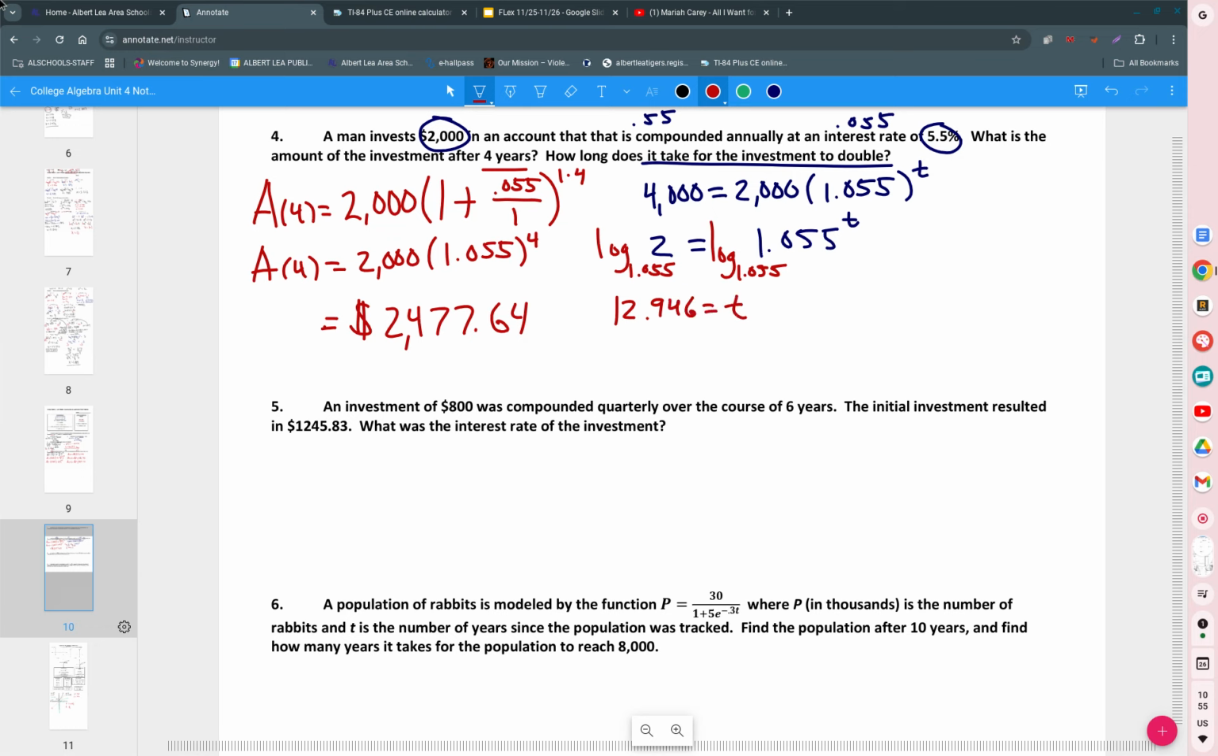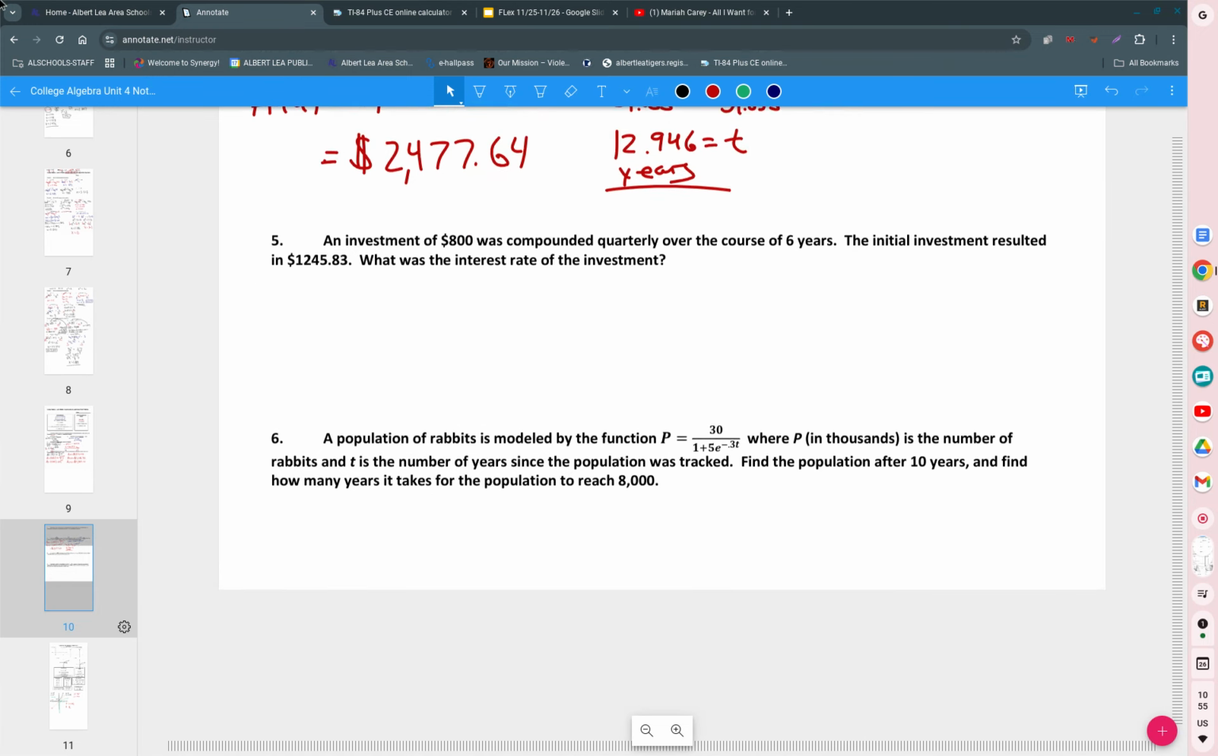Did somebody say 13 years? Just about 13 years. Checks out. Two more problems here.